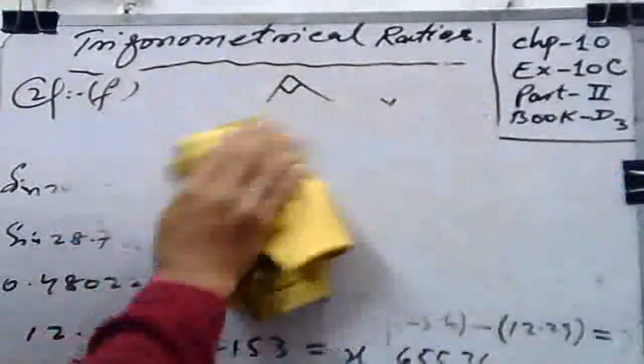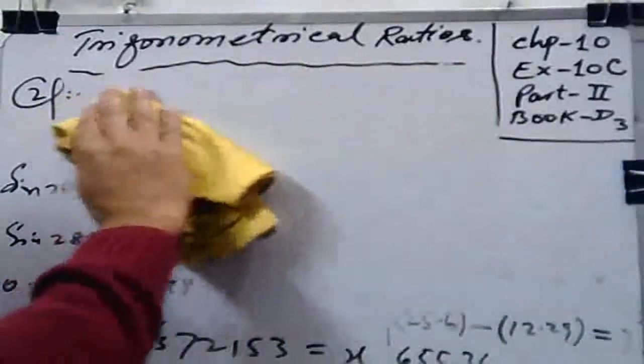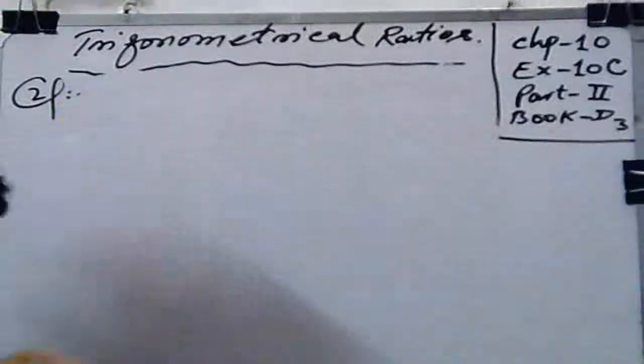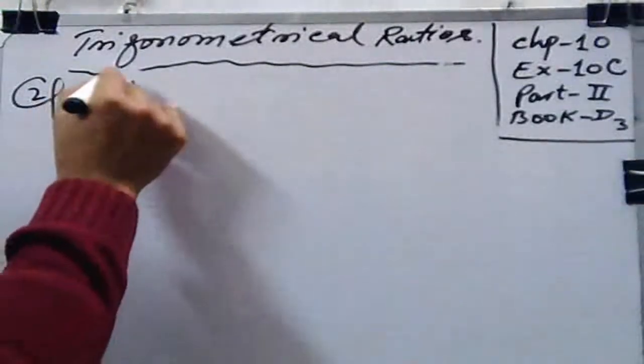So coming to the next part, that is your G part. It's a very difficult part because it takes too much time to solve.